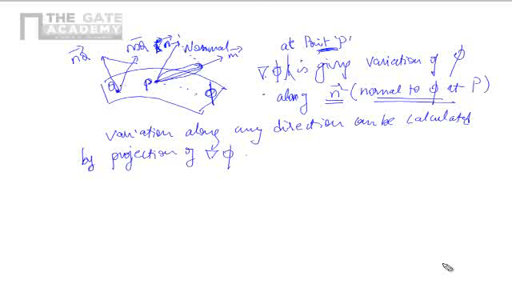Now let us solve problems. When we solve problems, it will be more clear. So let us solve problems now. The first thing we are going to solve is, let φ and ψ be two scalar functions.